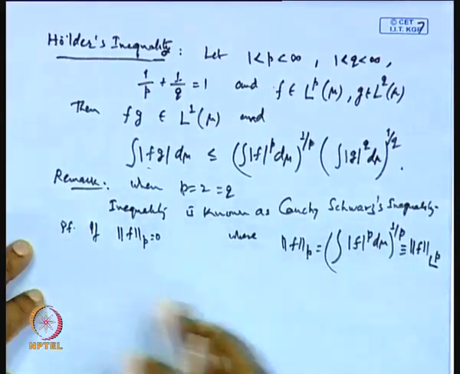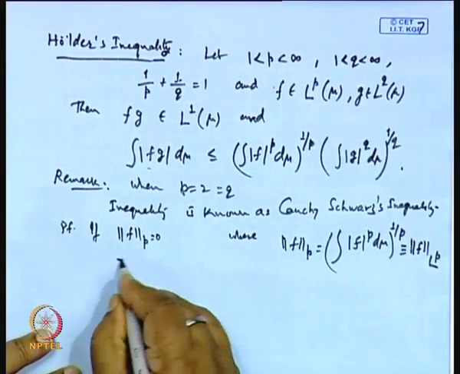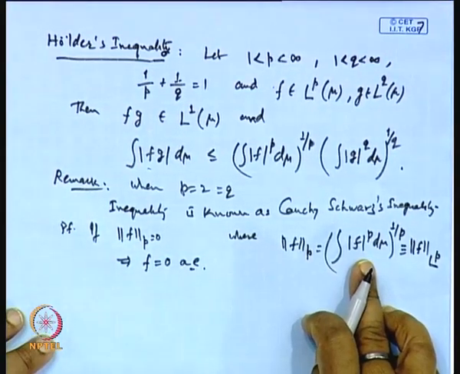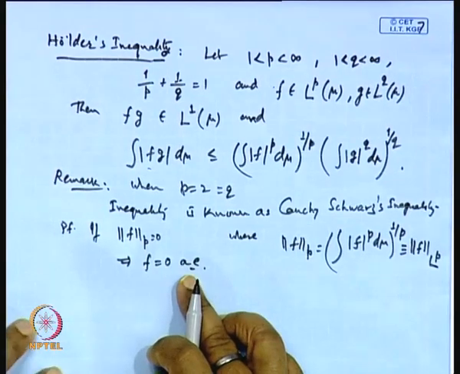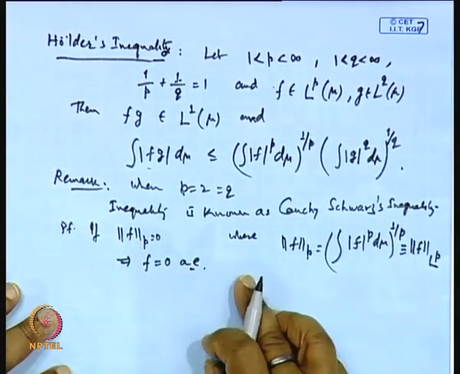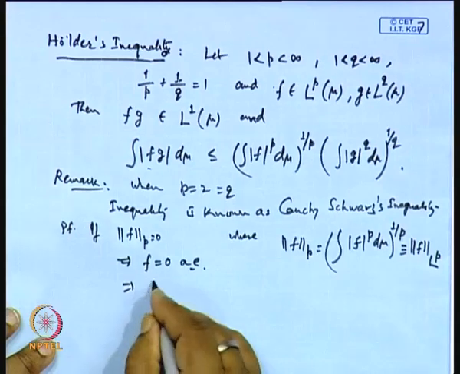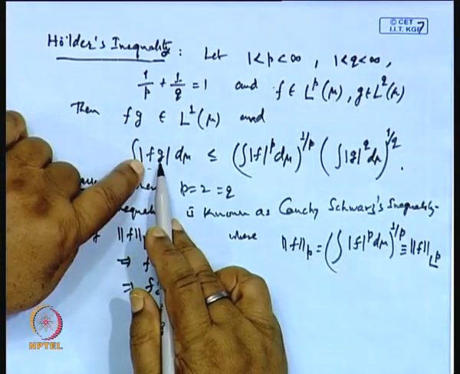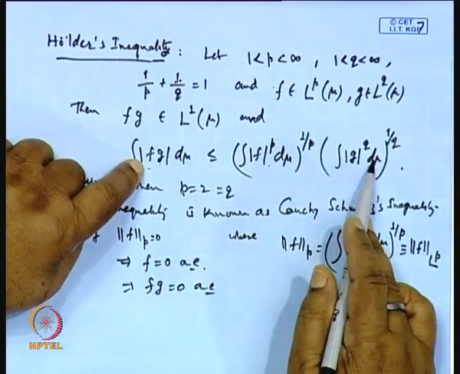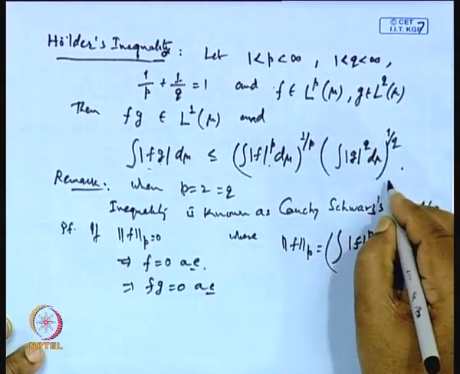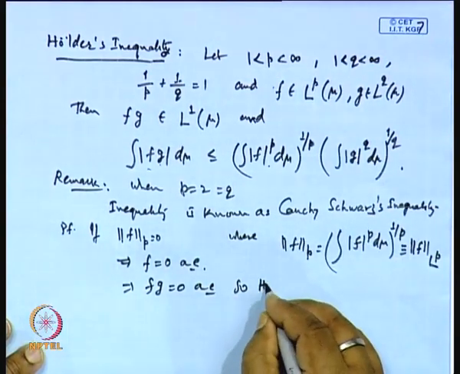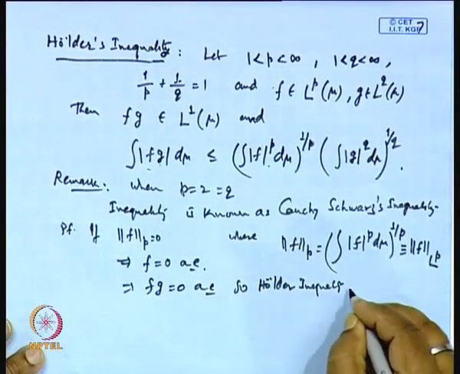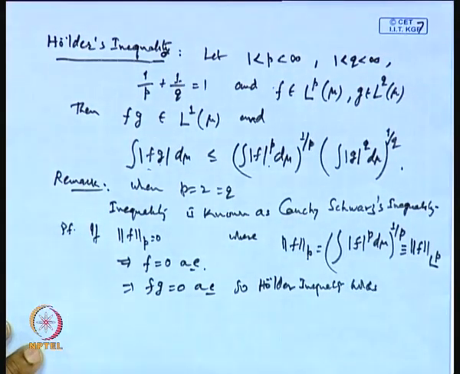Okay. So, suppose this is 0, it means from here f must be 0 almost everywhere, because this integral is 0. Then f must be 0 almost everywhere. So when f is 0 almost everywhere, then fg is 0 almost everywhere. So from here this integral is 0 and this is already 0. So equality holds. So Hölder's inequality holds. Okay, so nothing to it.